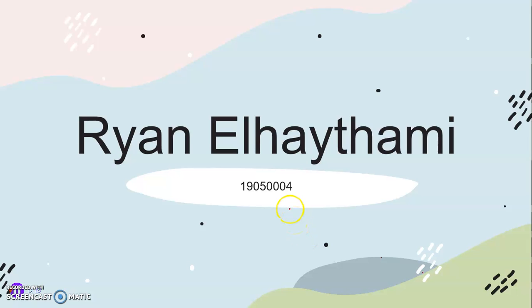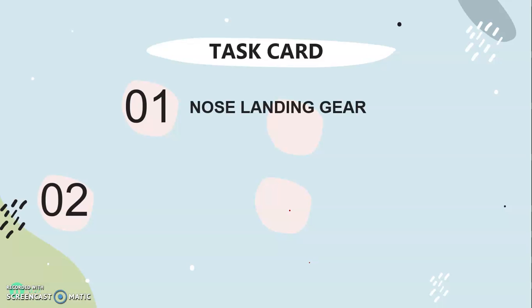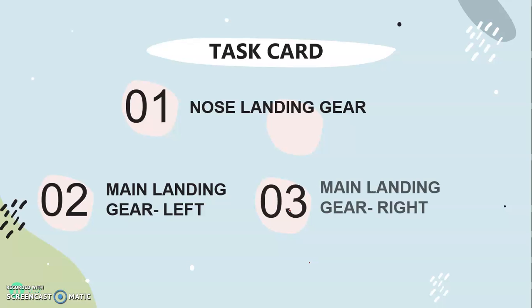In this video, I'm going to explain 3 task cards. What are they? They are a nose landing gear, main landing gear left, and main landing gear right.